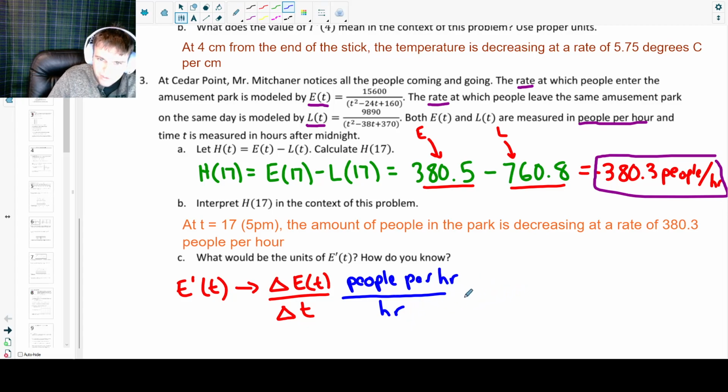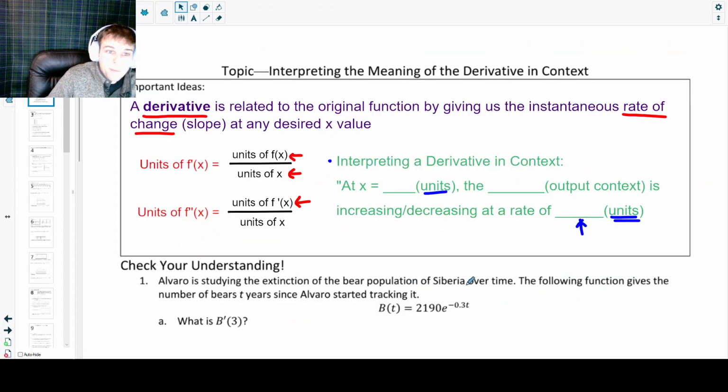You may remember this from physics or something. This resembles acceleration. It's the rate at which the rate is changing. It's the acceleration of the rate of change for our people entering or leaving the park. So another way of thinking about this would be people per hour squared. Again, like acceleration, like meters per second squared.